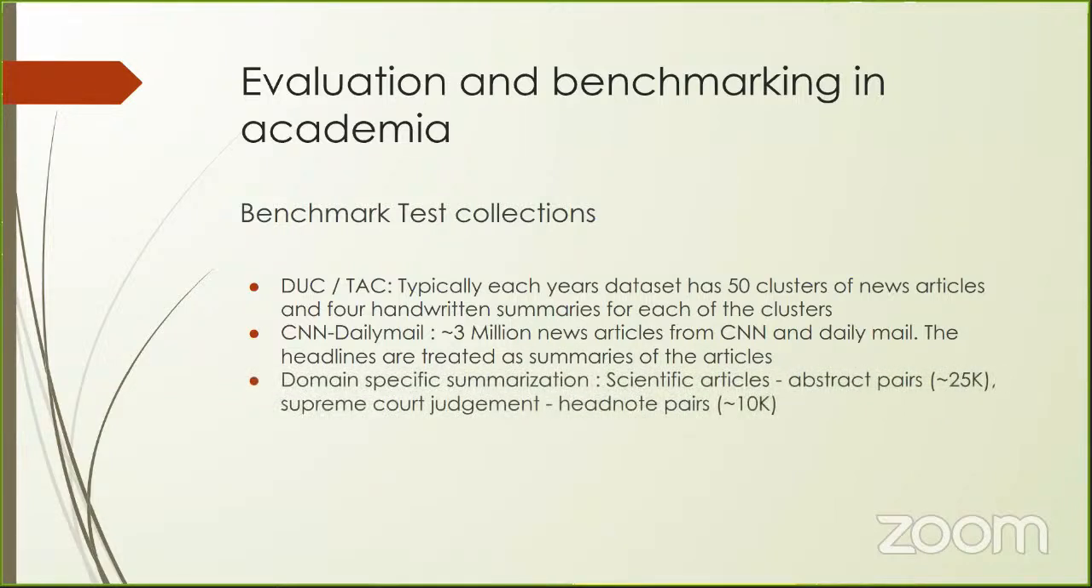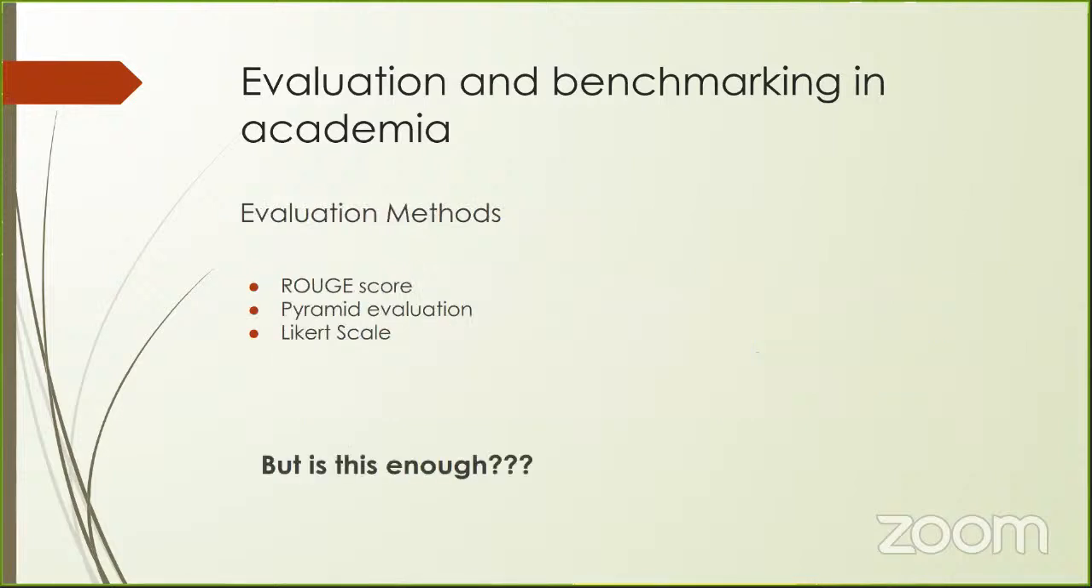Likewise, in one of our experiments, we collected 25,000 scientific articles, like research papers from the NLP domain specifically. And we treated their abstracts as summaries and the rest as documents. Likewise, we have 10,000 Supreme Court judgments with handwritten headnotes, which we can use to train neural networks to generate new summaries. And we can use these as benchmarks to compare our summaries against. This is how academia usually deals with it, right?